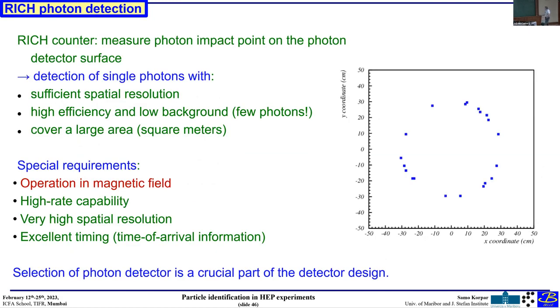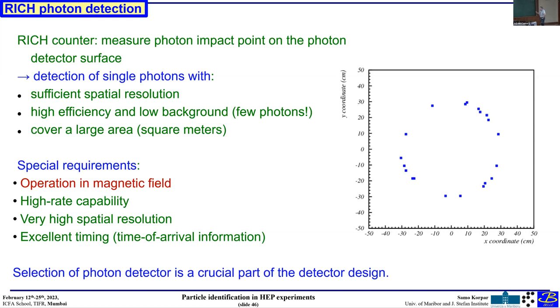Now, for the detection of photons in the RICH counters, you basically detect single photons. So you need a very sensitive photon detector, which usually means you get 1 photoelectron, or 1 electron-hole pair in a solid state detector. Then you have to multiply these to a sizable amount of charge so that you can detect it with electronics. Sufficient spatial resolution is needed, so preferably segmented detectors are used.